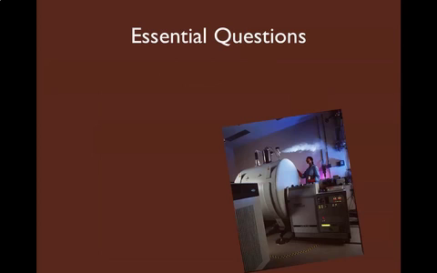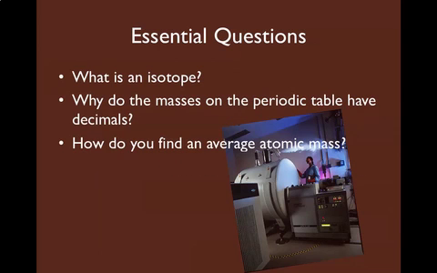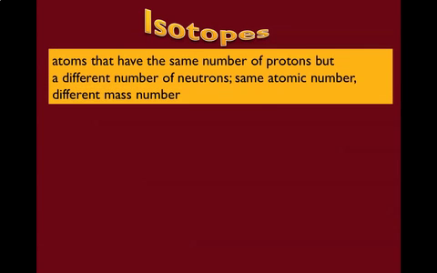This video is about isotopes. The essential questions are: what is an isotope? Why do the masses on the periodic table have decimals? And how do you find an average atomic mass? An isotope is an atom that has the same number of protons but a different number of neutrons.